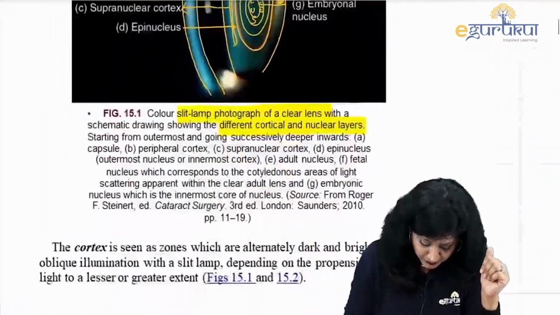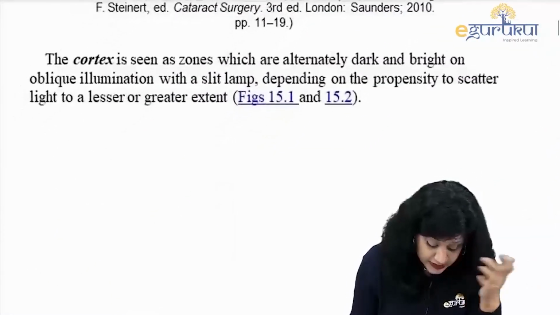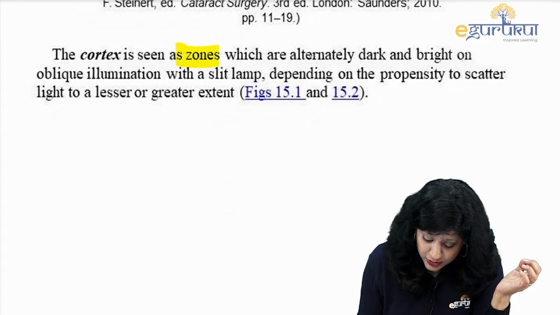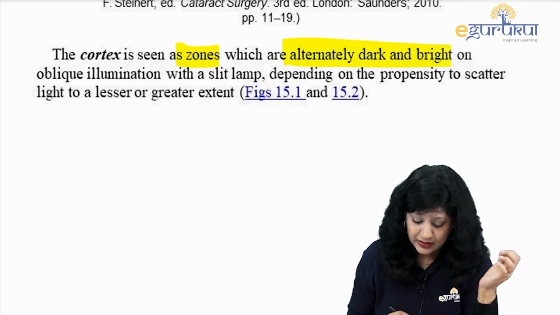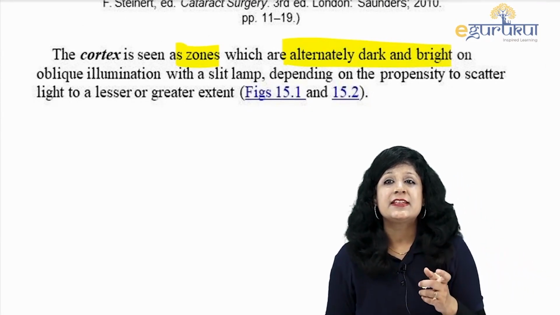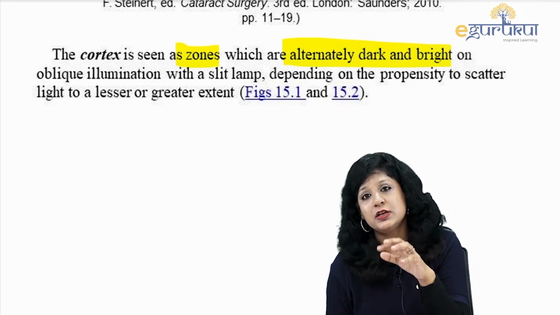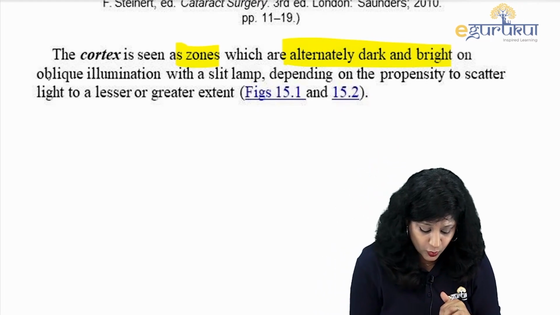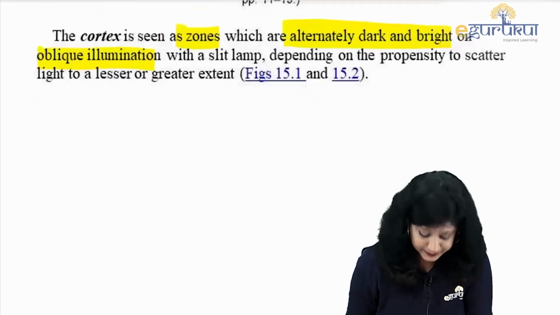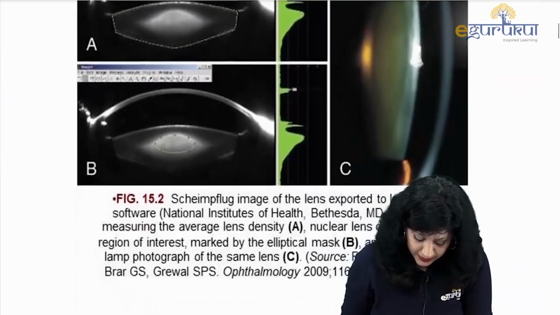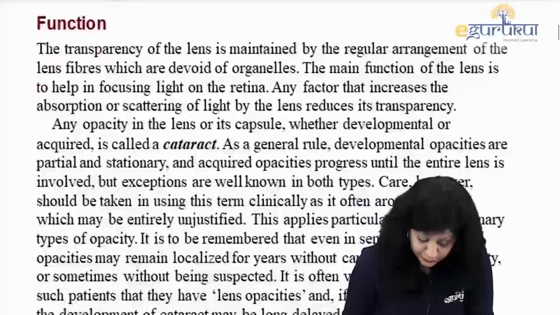Okay. Right. Now the cortex. The cortex is seen as the zones which are alternately dark and bright on oblique illumination. So basically when you are examining this patient of cataract on slit lamp, we are using oblique illumination. Right. Alright. Now let us come to the function.